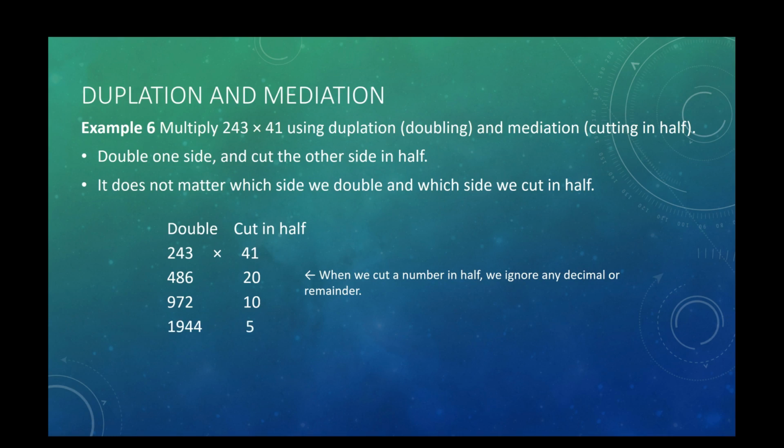And again, we double 972 and get 1,944, cut 10 in half and get 5. And again, 3,888 and 2. Well, actually, not exactly 2, right? 5 cut in half, 5 divided by 2 is 2.5. But we ignore that decimal or that remainder. And finally, one more time, we stop here when we get to 1, because if we kept going and tried to cut 1 in half, we'd just get the decimal 1/2, which we're supposed to ignore.